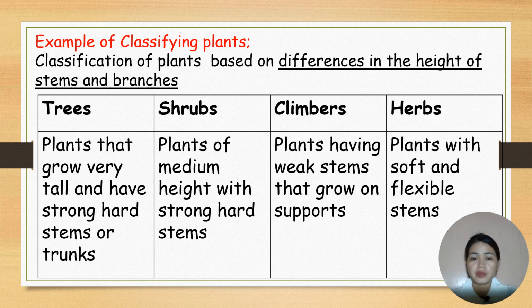When we say climbers, these are plants that have weak stems that grow on support, so they need something that can support them. And herbs are plants that have soft and flexible stems. So these are the specific characteristics of trees, shrubs, climbers, and herbs.